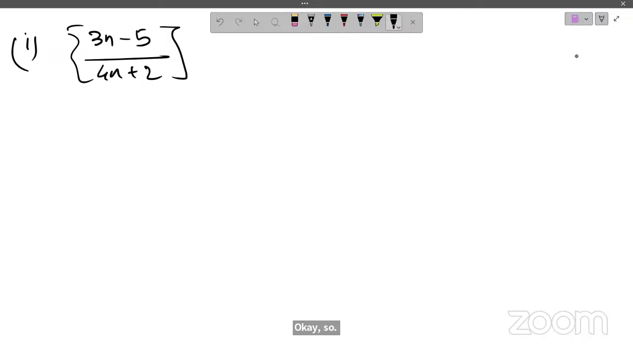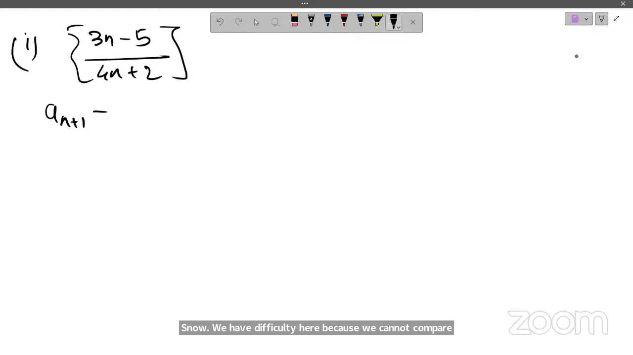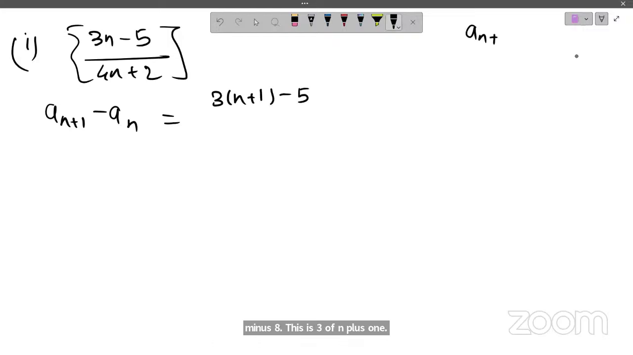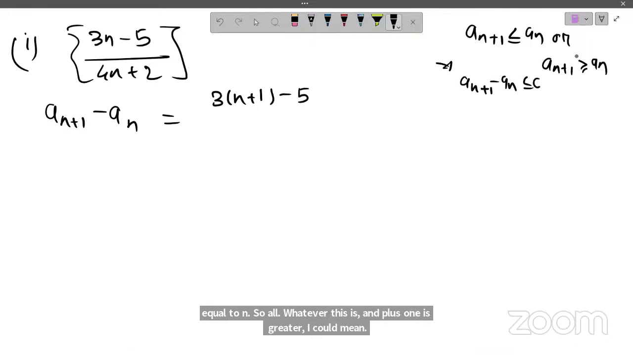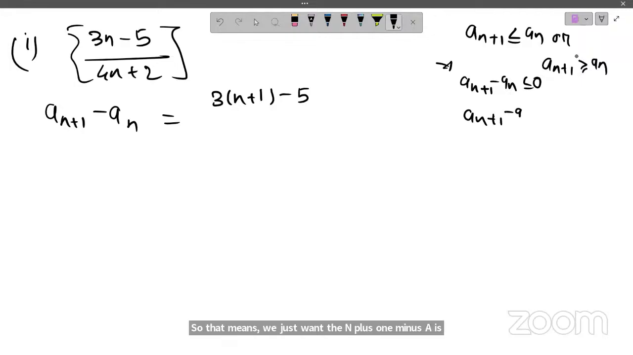Now we have difficulty here because we cannot compare straightforwardly, but yeah, we can do this. In this case, just try to compute an plus 1 minus an. Because what we want is an plus 1 greater than or equal to an. So that means we just want an plus 1 minus an greater than or equal to 0. So it is always helpful to compute an plus 1 minus an.